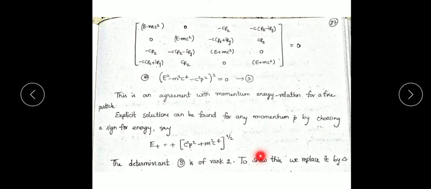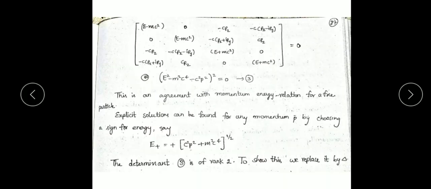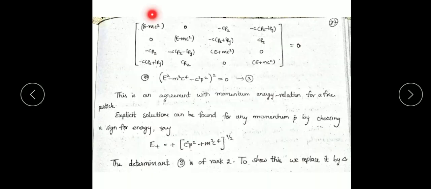To show this, we replace the entire determinant by delta. So here you can see delta is the determinant. How we used to find the determinant is: first, E minus mc squared. So eliminating, E minus mc squared, now we need to eliminate its own column and row.